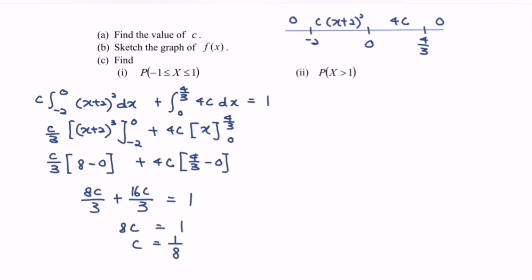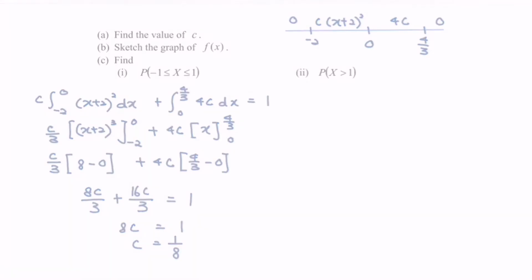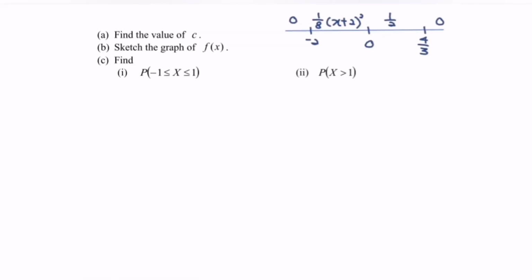Then kindly substitute the value 1 over 8 into the number line. Sketch the graph for the function f(x). So here we have the xy axis. By referring to the situation, here we have -1, -2, followed by 1 and 2.